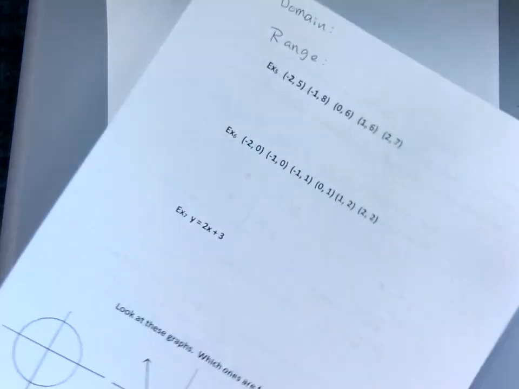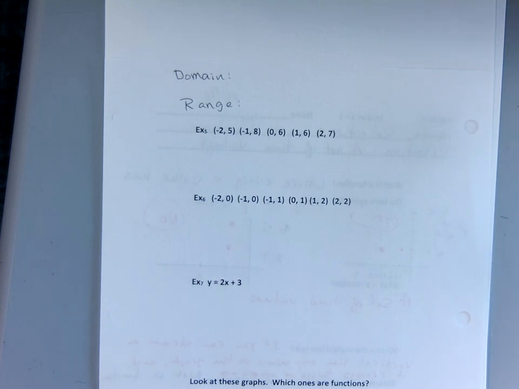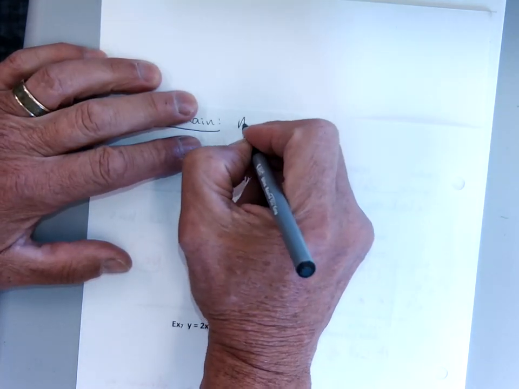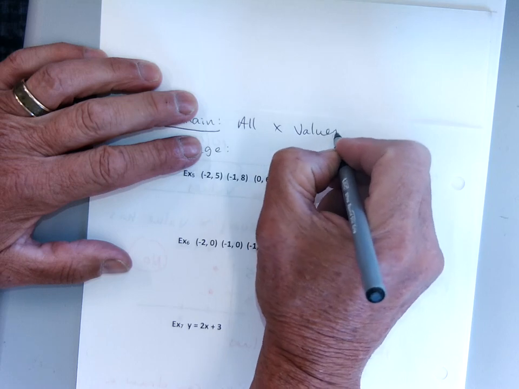Okay, turn the page. Range and domain. So domain is just a fancy word for all x values.